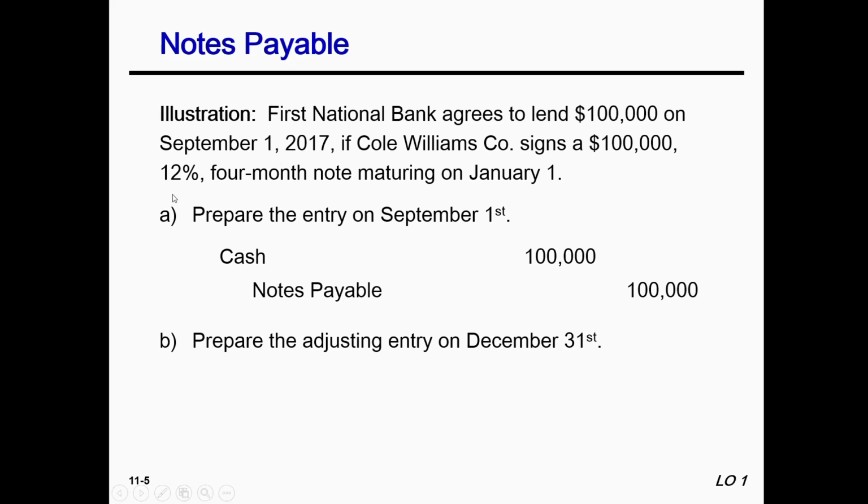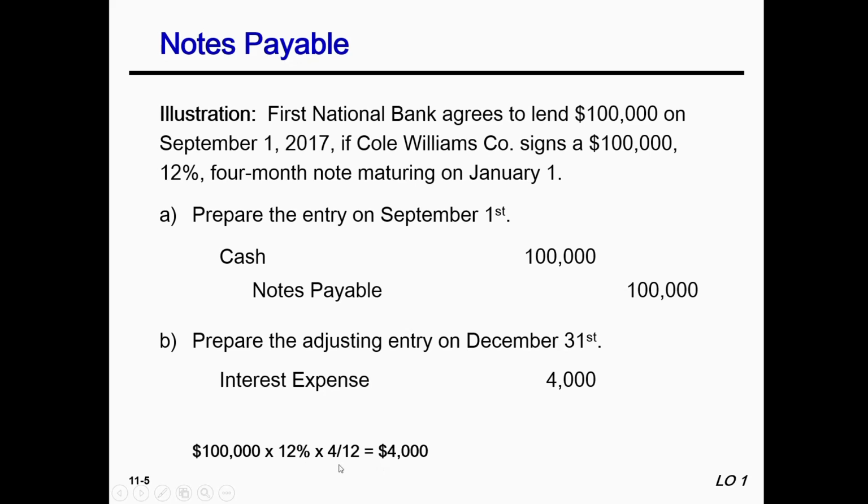12% is the rate of interest. The borrowed money is 100,000. So 100,000 multiplied by 12% will give you the annual interest expense. But from September 1st till December 31st, there are 4 months. So we will not take the interest expense for the full year, we will take it only for 4 months. So we will multiply it by the partial year factor, which is 4 by 12.